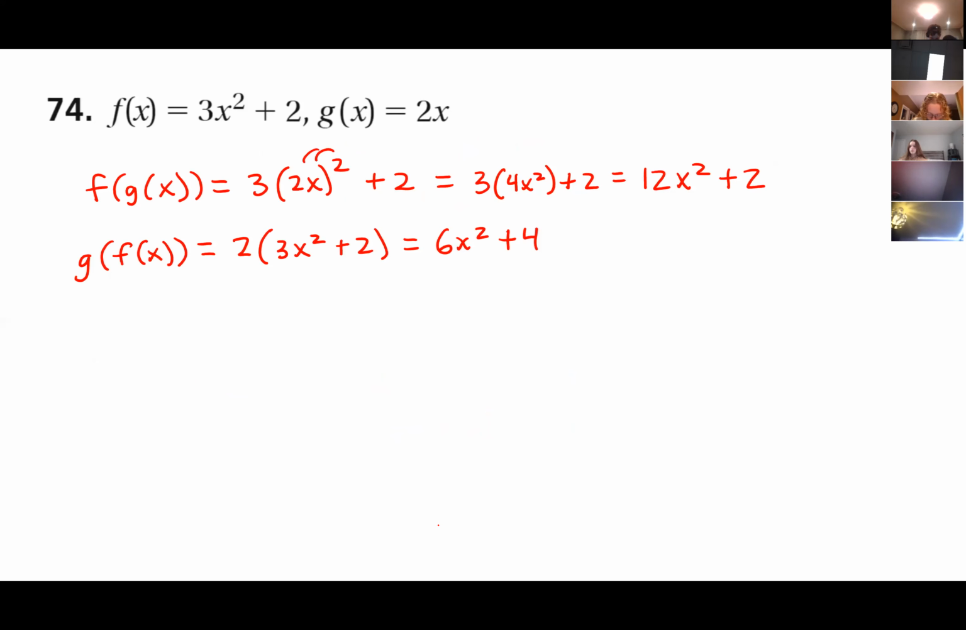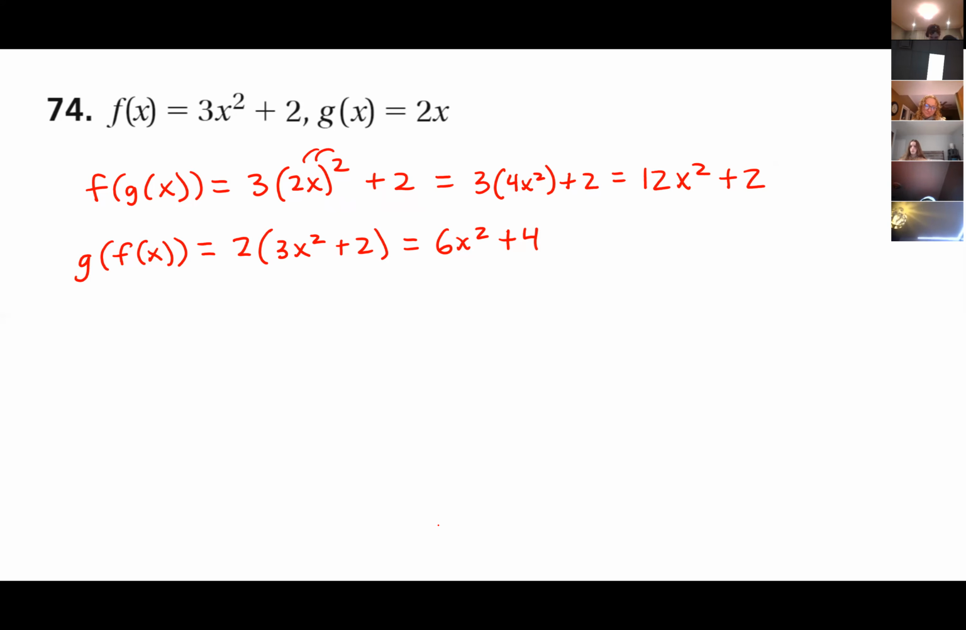The last one was number 74. I did go ahead and simplify these, and again, I'm not too concerned about whether you simplified them or not. I'm more concerned if you did the original substitution correctly. It asked you to do f of g of x and g of f of x. So first, for f of g of x, I took the 2x and I put it into the x for the f function. So it said 3, and then where it used to say x, I put 2x in parentheses, and then it was squared and then plus 2.